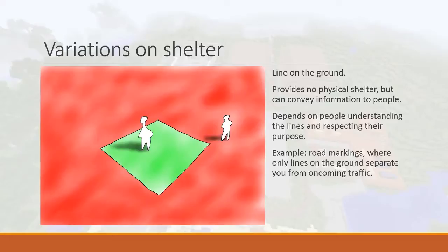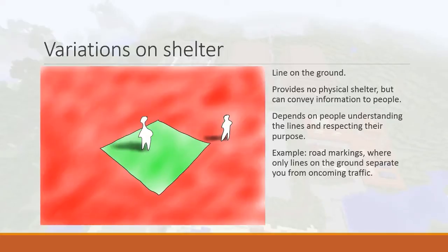So the first example we have here is just a line on the ground. Imagine that there's two people here. There's a square literally drawn on the ground, the green square, and there's a person inside and a person outside. And you might look at this and think, well, how is this shelter? It's a line on the ground. But, I mean, yeah, you're right, it's not much shelter, but it delineates space.